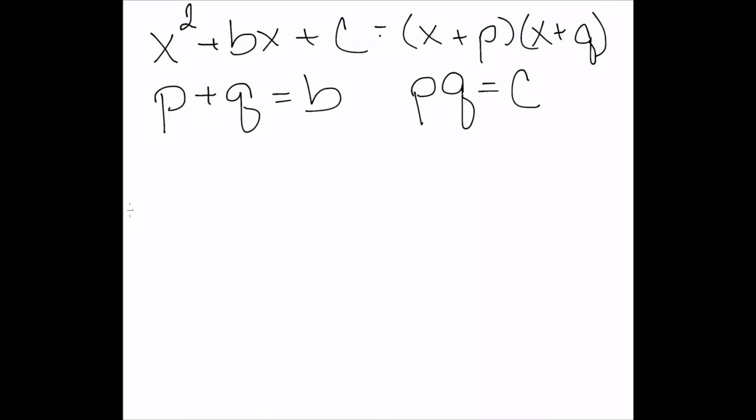And one of the easiest ways to do this is to find everything that multiplies to give our value of c, and then see which one of those also adds to give us the value of b. So let's look at a few examples.